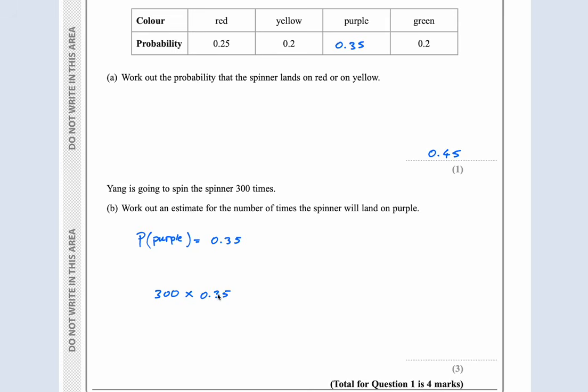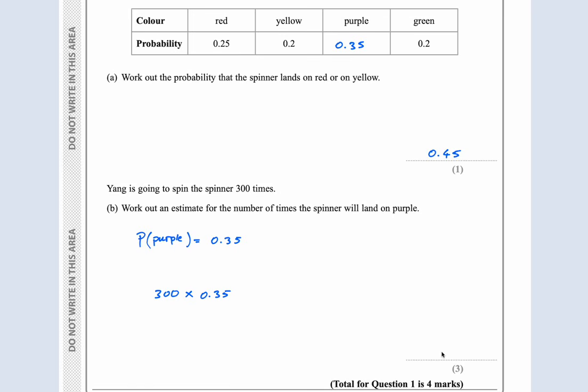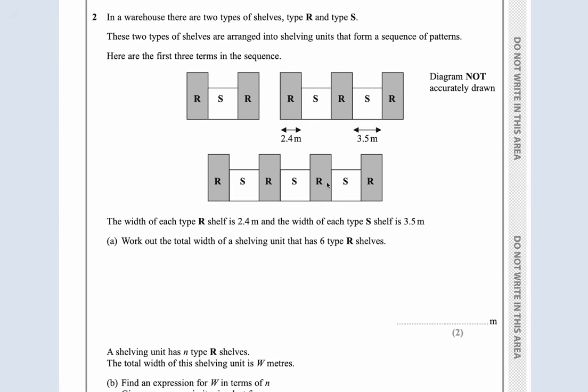And then we just do 300 times 0.35, because it's going to land on purple 35% of the time, and if we do it 300 times, just multiply by 0.35. Okay, I will use my calculator for this, guys. 300 times 0.35 is 105. Okay, so that's 105.